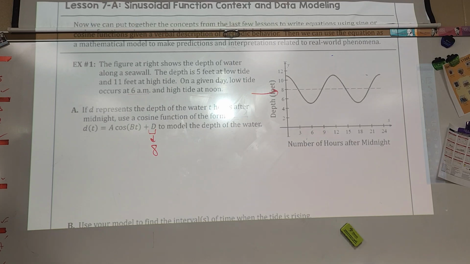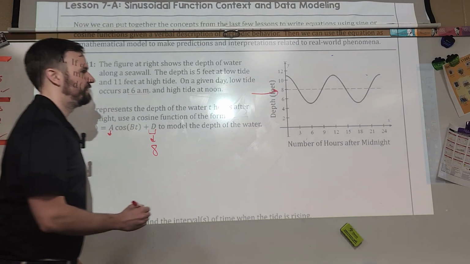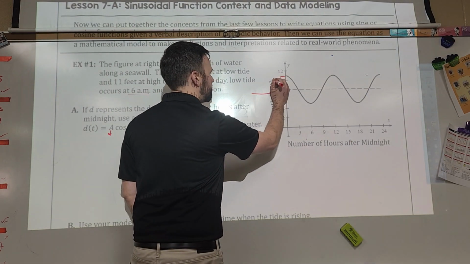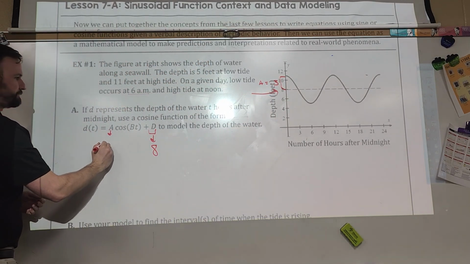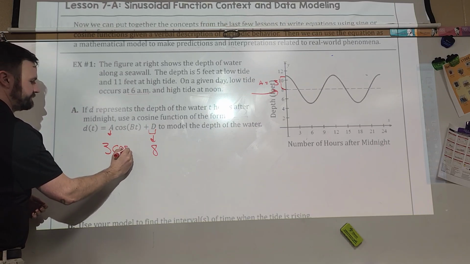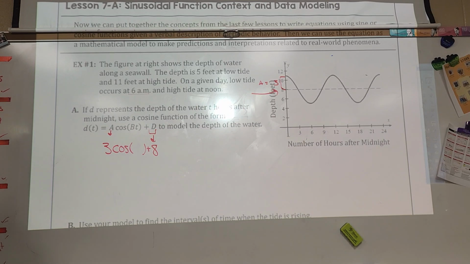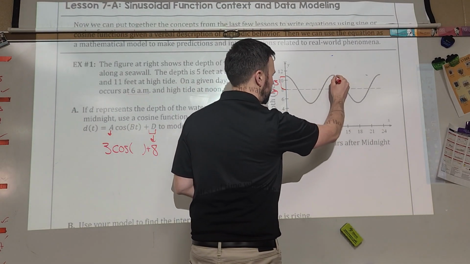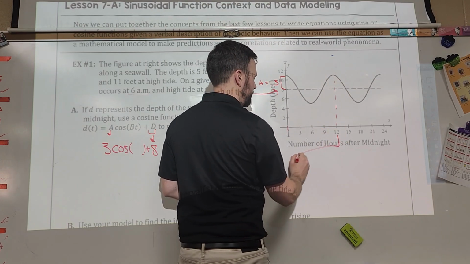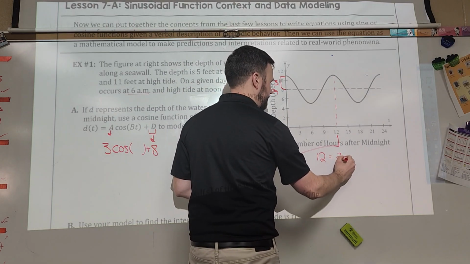Okay. Oh, good. There's no phase shift on this, right? So I need to find C. How do I find A? Amplitude, which is 3, right? All right, I'm almost there, right? How do I find my B? What's my period? I go from here to 12, right? So if my period's 12, how can I find B?